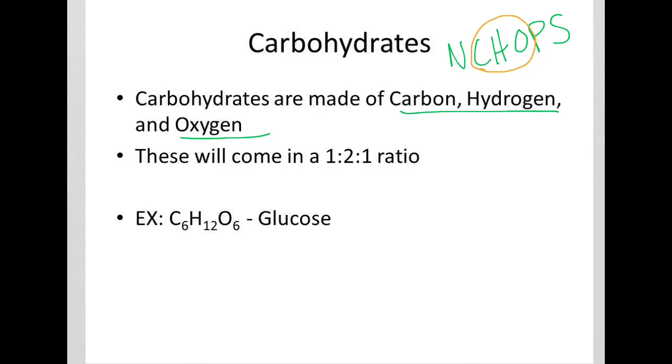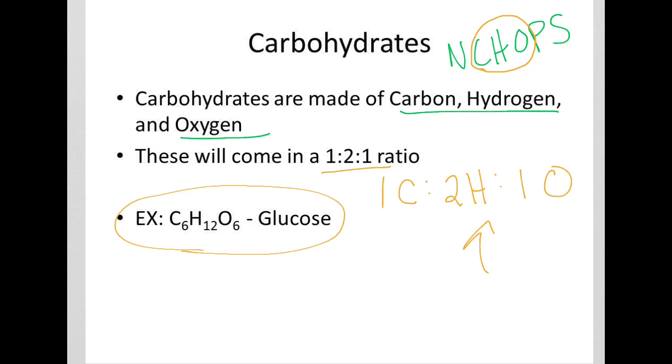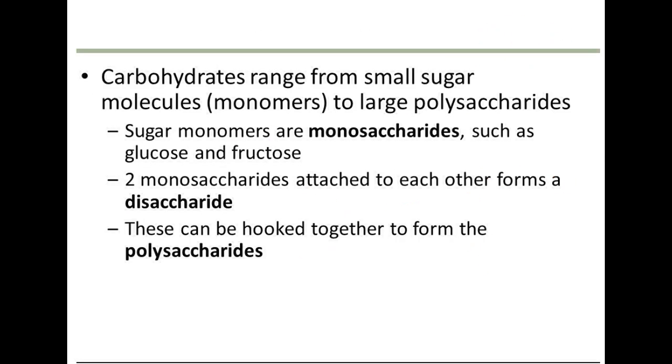These elements come in a 1 to 2 to 1 ratio. So for every 1 carbon, there will be about 2 hydrogen and about 1 oxygen. Now this isn't always the case, but it's going to be pretty similar to this. For example, glucose is a big example of this. You have 6 carbon, 12 hydrogen, and 6 oxygen. So it's still that same 1 to 2 to 1 ratio.